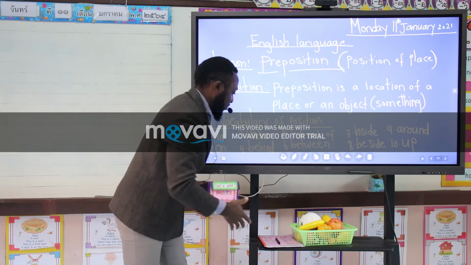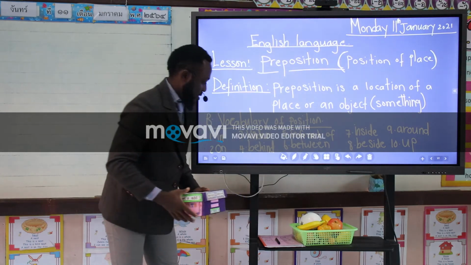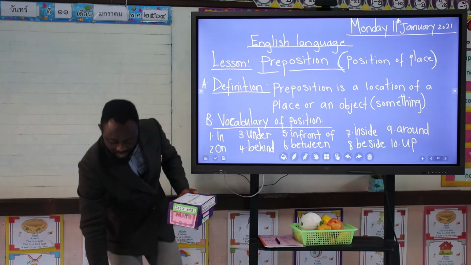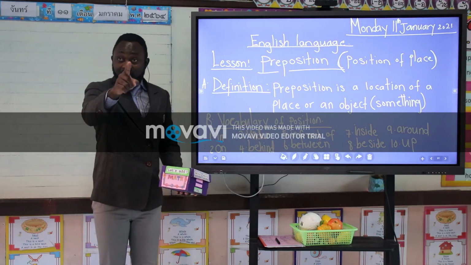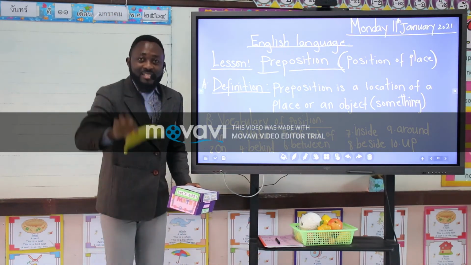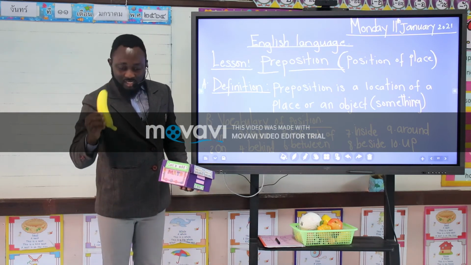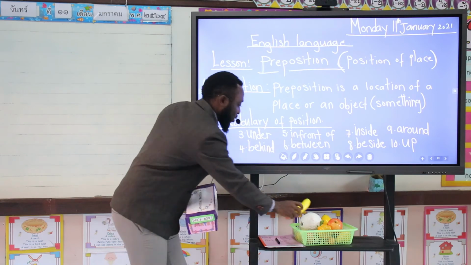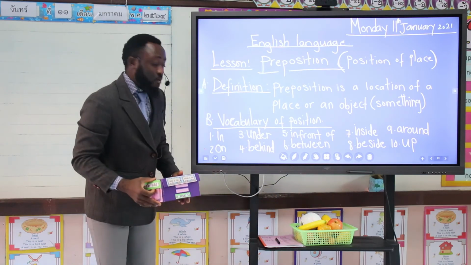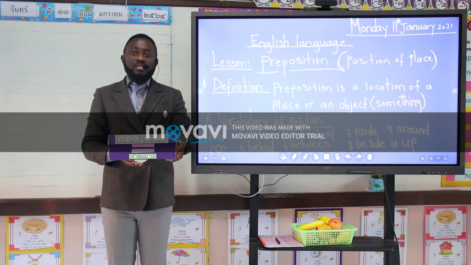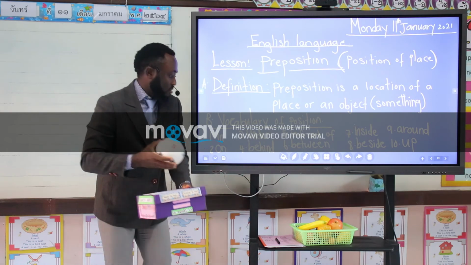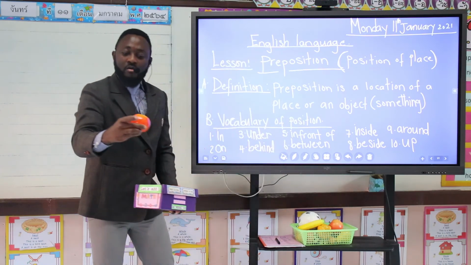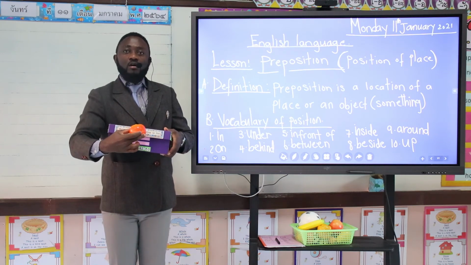And go very fast. Number three, down. Let's use banana. Down, pick it up, under. So, under, the banana is under the box, thank you very much, let's go very fast. Next, we have four, behind. The ball is behind the box. Next, we have in front. The orange is in front of the box.